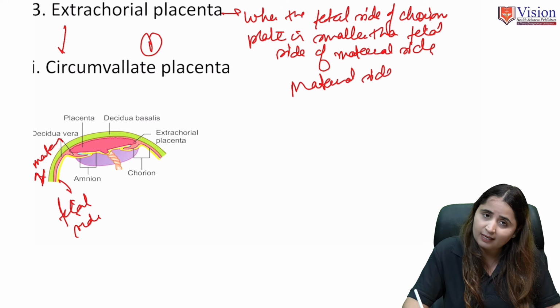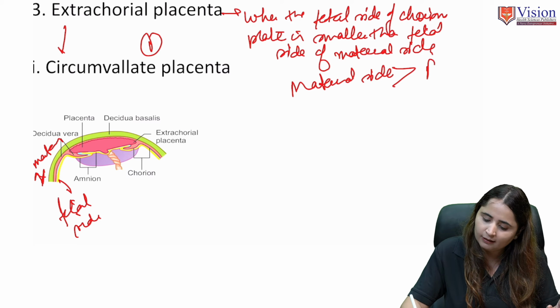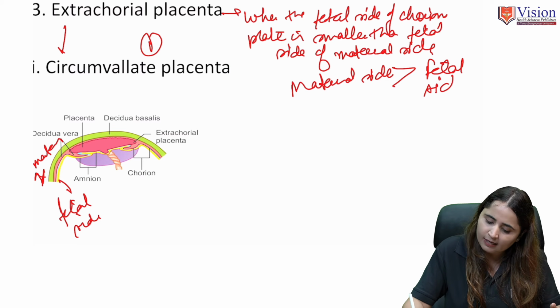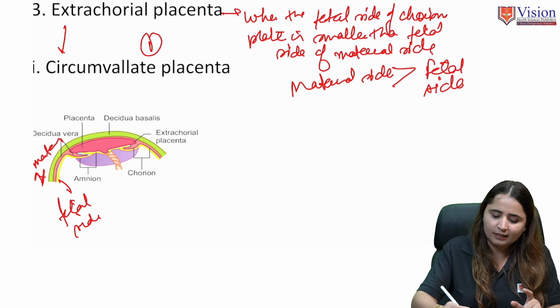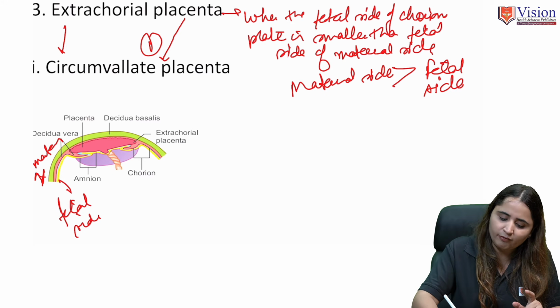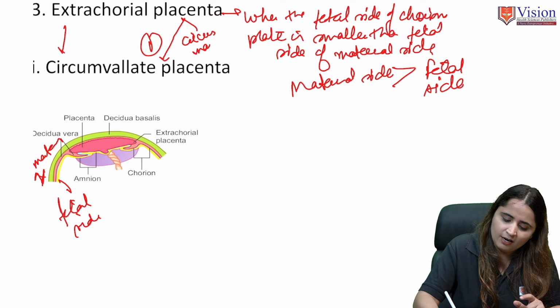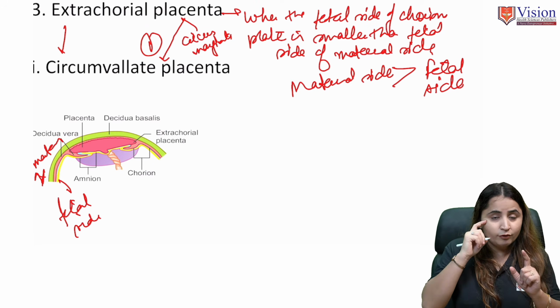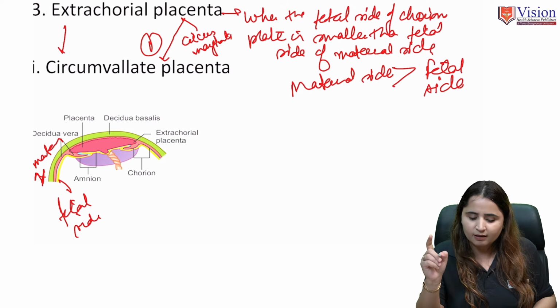So remember, extracorial means the maternal side is bigger than the fetal side. So this extrachorial placenta is of two types. First is the circumvallate and second one is the circummarginate. So first we are going to discuss the circumvallate placenta.